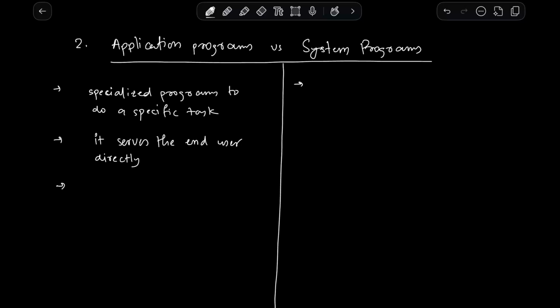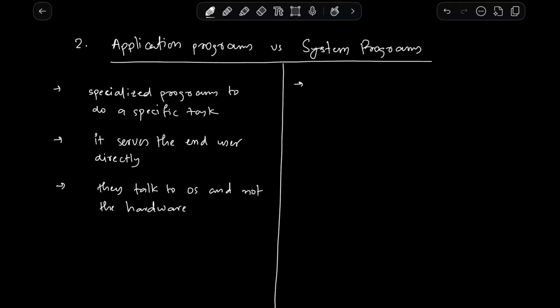And they would talk to the OS, not the hardware. Whereas in the case of system programs, these are the programs that actually sit between the apps and the kernel. Imagine your terminal, that's a system program. The shell, the compiler, the linker, even the file explorer, all system software. They help manage the computer itself.